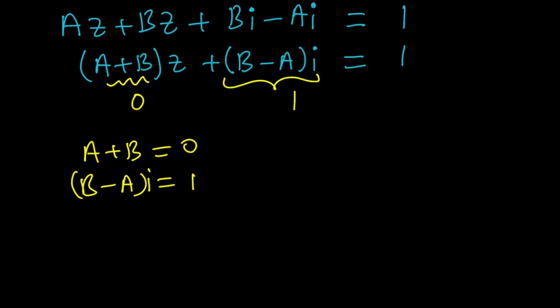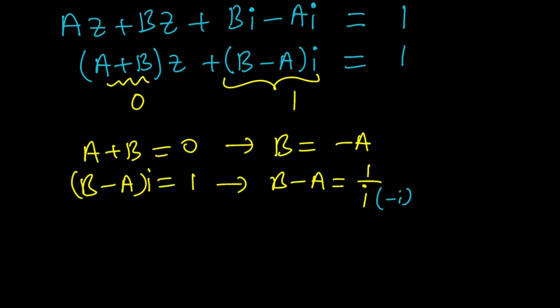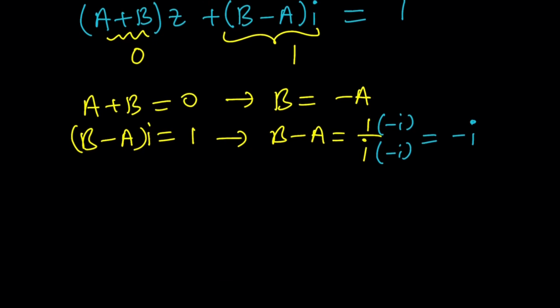So from here we can deduce, such a nice word, right? b equals negative a and b minus a equals 1 over i. Now we need to kind of multiply by negative i, so we can write it as negative i over negative i squared, which is 1. So this is actually negative i. In other words, the reciprocal of i is negative i, which means it's also the opposite, right? Great, because they're conjugates. Makes sense?